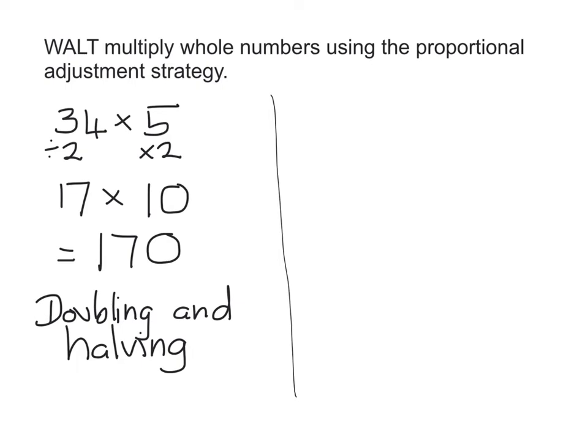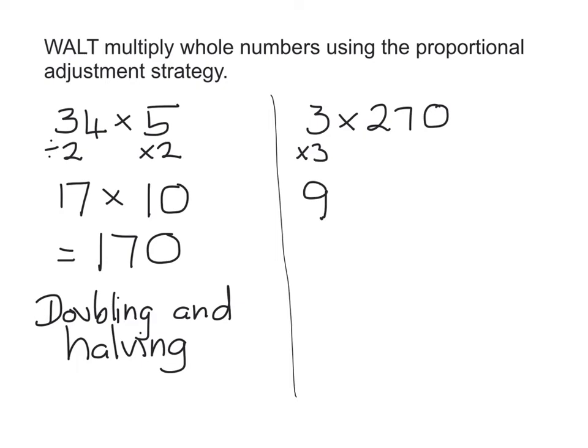Let's take a look now at another proportional adjustment example. We've got 3 times 270, so slightly larger number to deal with now. Now I know that I can multiply 3 by 3 to give me 9, and because at this stage I know my 9 times tables, it should make it an easier problem to solve.